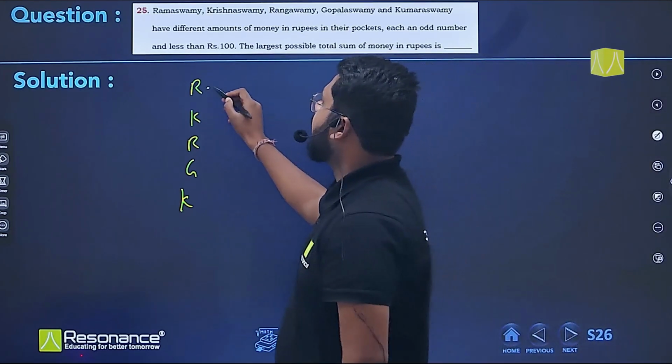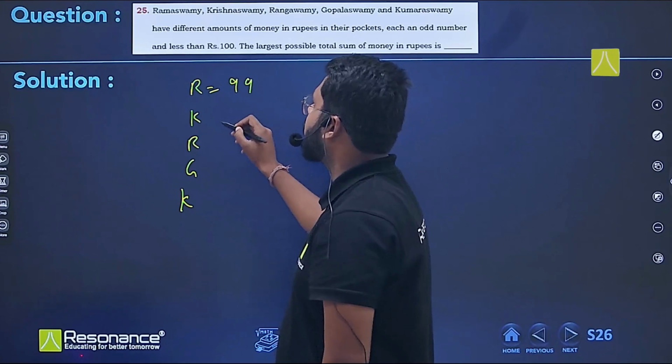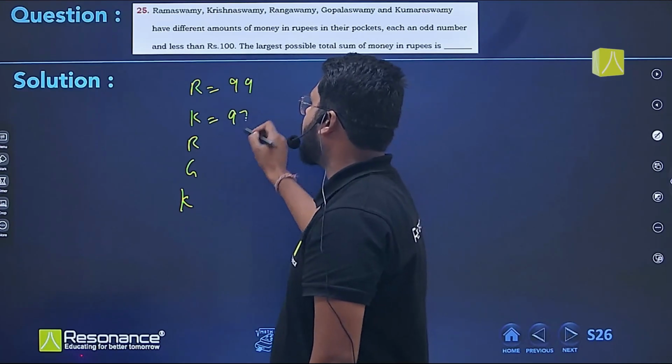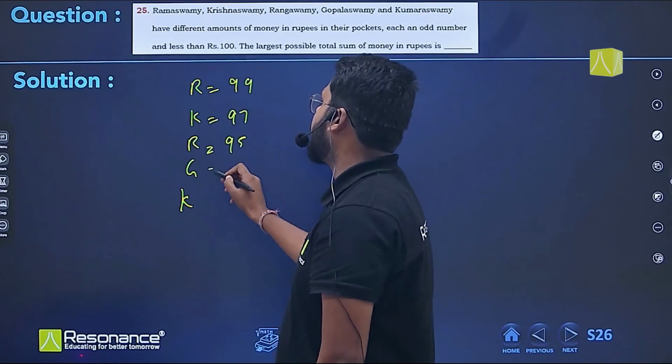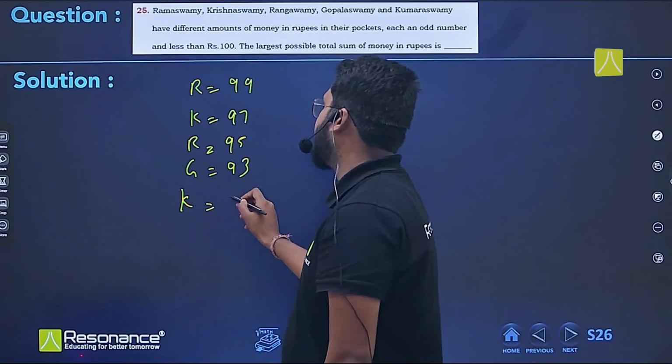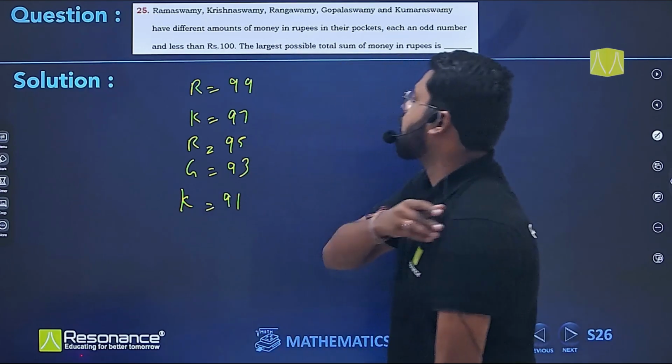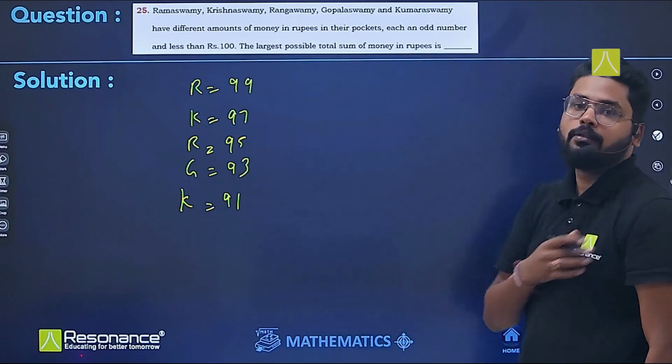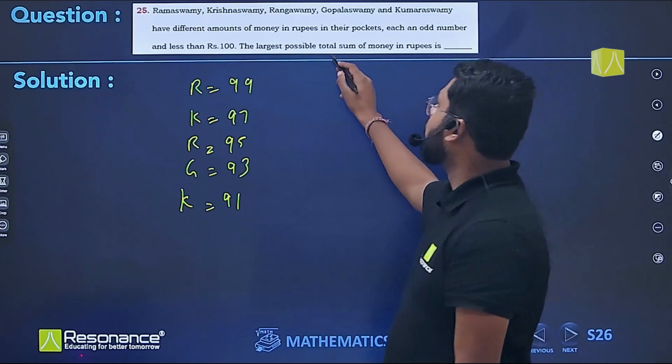So I'll assign 99 rupees to this guy, Ramaswamy. Then the odd number series I have to maintain, so I'll give them 97, 95, 93 and 91. These are the largest possible sums they can have. Okay, so then we have to add them because we have to find the total sum of money.